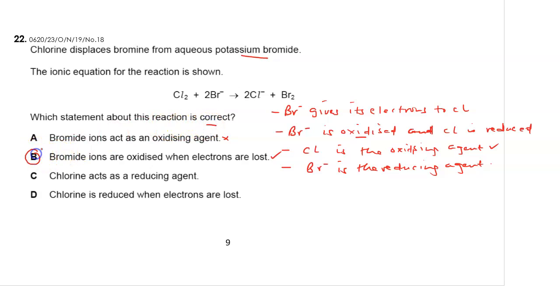B is correct. Chlorine acts as a reducing agent. That's not right. Chlorine is the oxidizing agent. Chlorine is reduced when electrons are lost. Chlorine has been reduced by gaining electrons, not when electrons are lost. That's why that is not correct. That's it, guide for these chemical reactions.